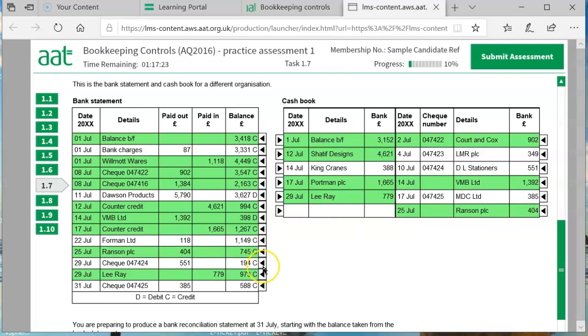551 is there. Then 385 is there. And we have found one unpresented check. So there are 3 missing items in the bank statement which are not there in the cash book. But as you know, if items are in the bank and not in the cash book, you use them to update the cash book, but they will not be used in the reconciliation. In the reconciliation, you only use the unmatched items in the cash book. So we have 1 outstanding lodgement and 1 unpresented check.